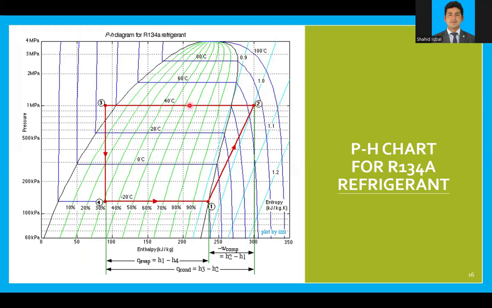So heat release will be performed at constant temperature. These are the isothermal lines. So from process 2 to 3, heat is released. Process 3 to 4, the expansion is performed, and the fourth process is evaporation.